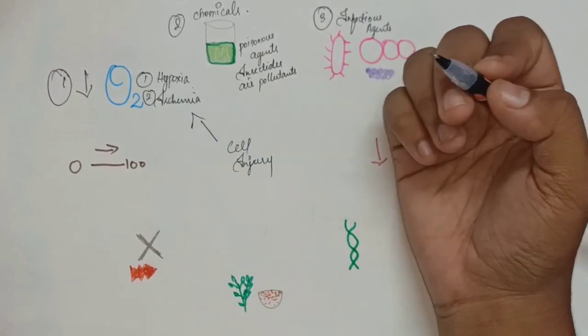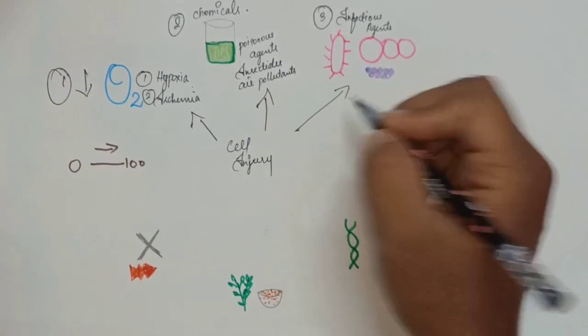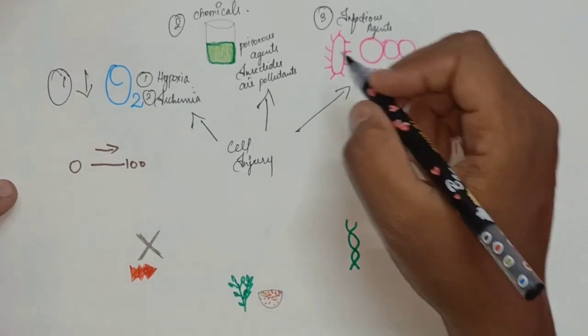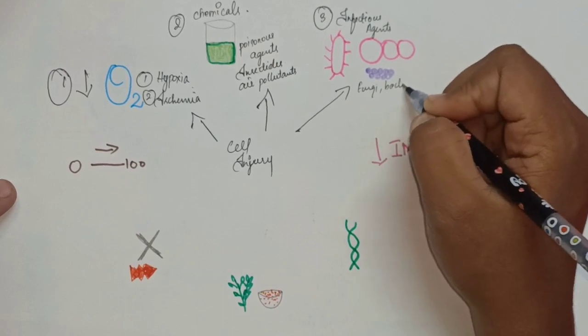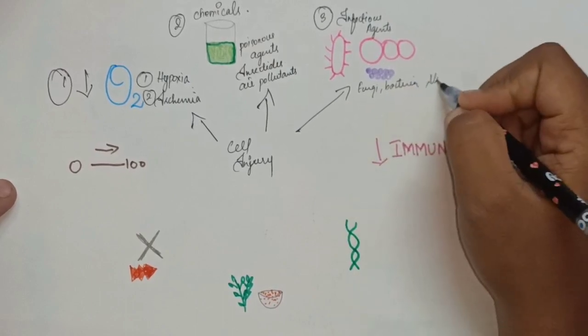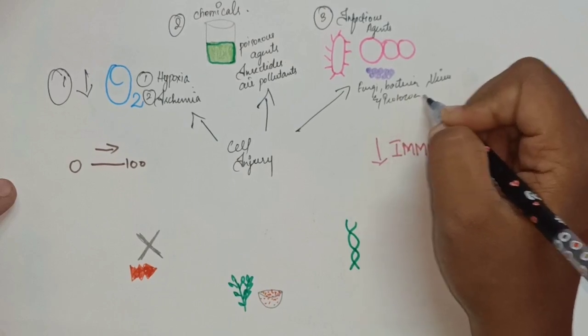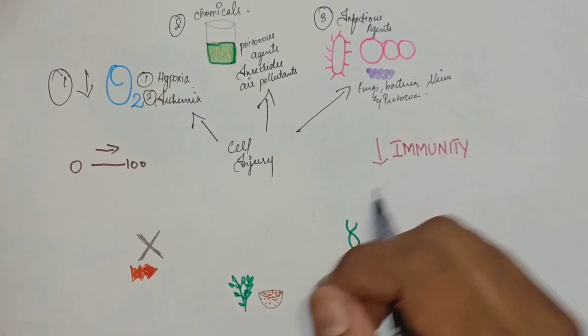Okay, first one is oxygen deprivation, second one is your chemical, and third one is your infectious agents, which includes fungal, viral, bacterial and protozoal. Fungi, bacteria, virus and protozoa. And let's move on to the fourth reason.